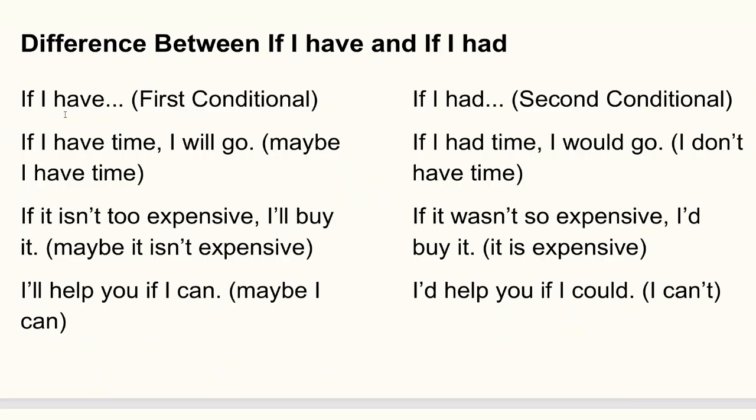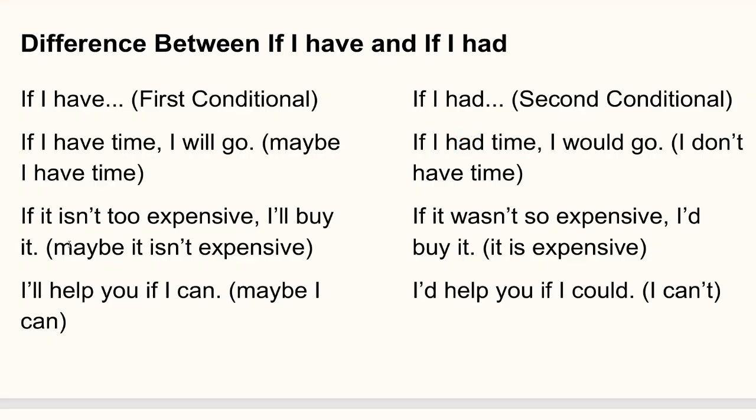So "if I have" is the first conditional. With the first conditional, we use if and then present simple, and then the modal is future simple. With "if I had", the second conditional, we're using past simple structure, but the situation is present. If I have time, I will go. Maybe I have time. If I had time, I would go. So I don't have time. So at the present, I know that I don't have time.